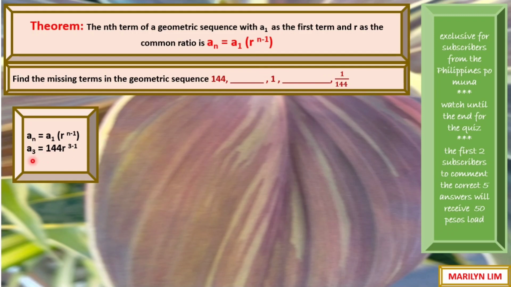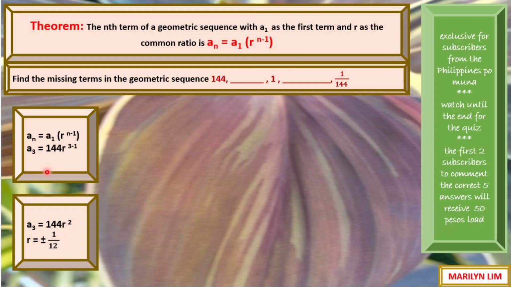So a sub 3 is 144. Why 144? That is given. a sub 1 is the first term. r will be the ratio. We'll be looking for the ratio first. 3 minus 1. Why 3? Because we are using our third term.